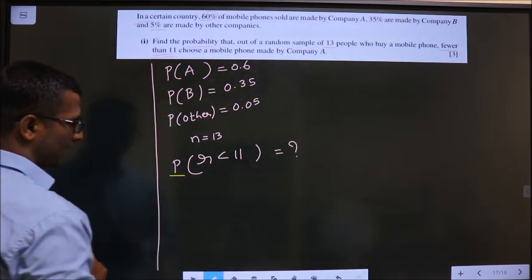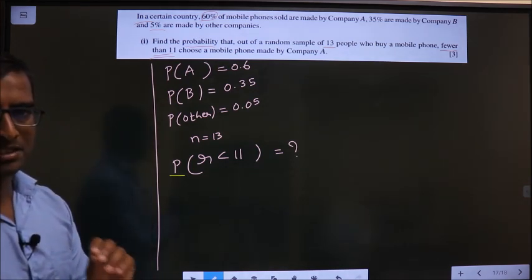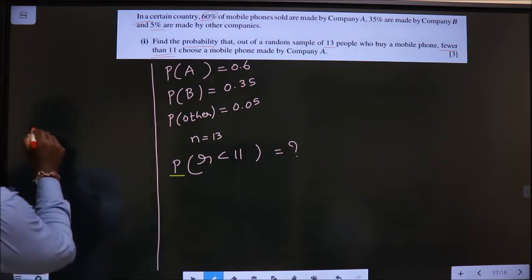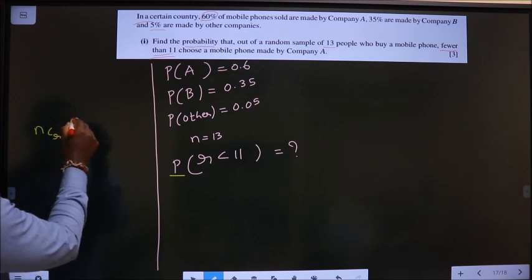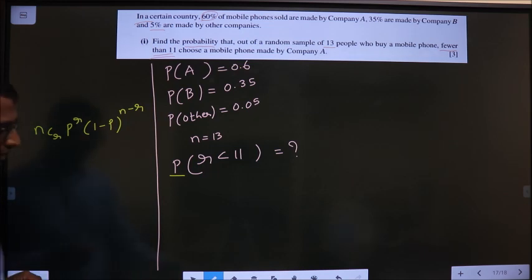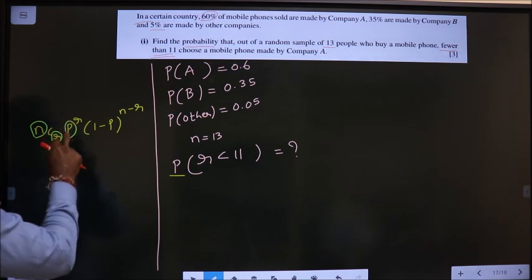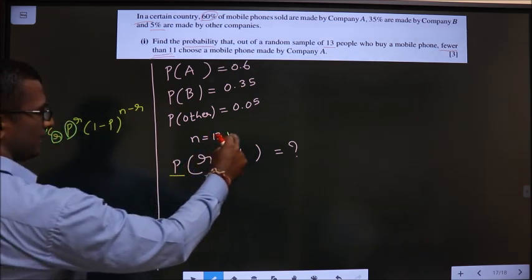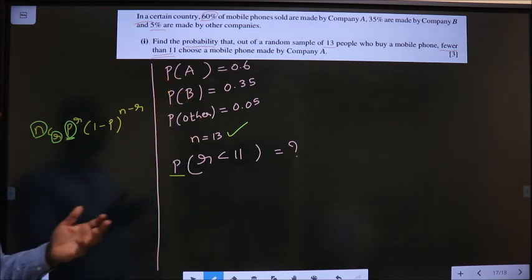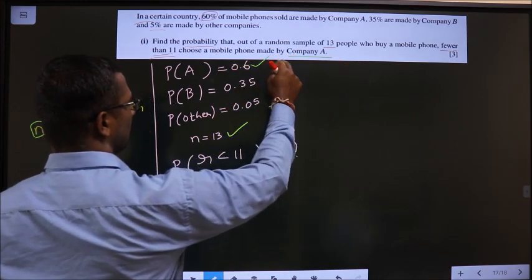Now, to find out this probability, I should get the idea of using binomial distribution. The formula for binomial distribution is nCr P power r, 1 minus P power n minus r. Here we should decide the values for n, r and P. So n is 13. What value will you take for P? This or this one? That will be decided by 'made by company A'. So this should be taken for P.